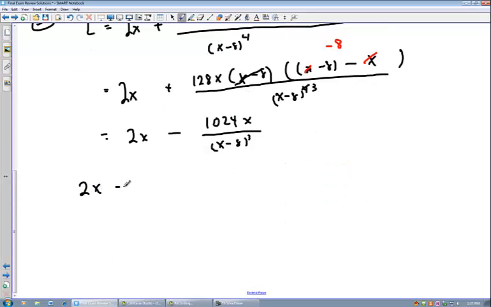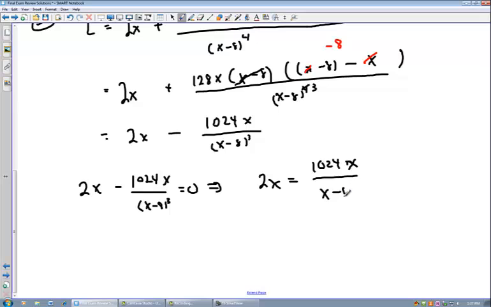So 2x minus 1,024x, all divided by x minus 8 quantity cubed. Set it equal to 0. And so I'll add this expression to both sides. So I get 2x equals 1,024x, so that's an x there, all divided by x minus 8 quantity cubed.